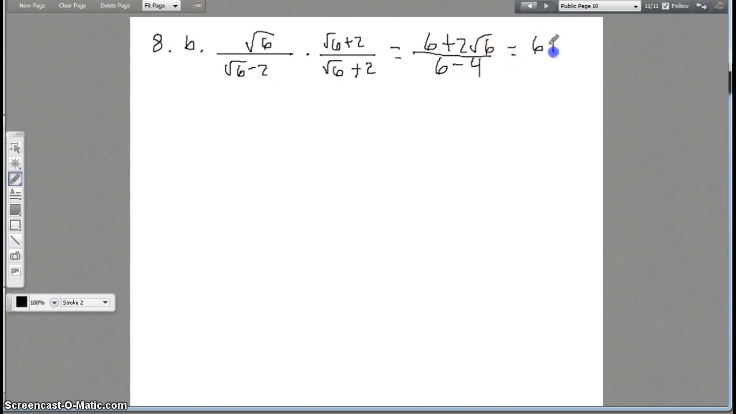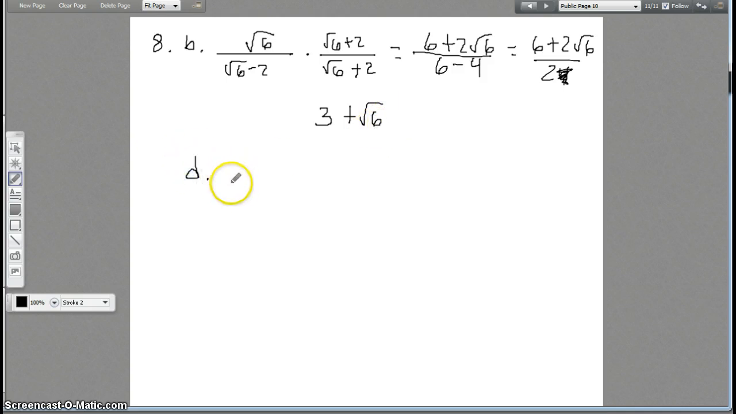So this is going to be 6 plus 2 root 6 over 4. I'm sorry, over 2, because 6 minus 4 is 2. So now we can say 6 divided by 2 is 3, and 2 root 6 divided by 2 is just root 6. Okay, so now let's look at Part D.